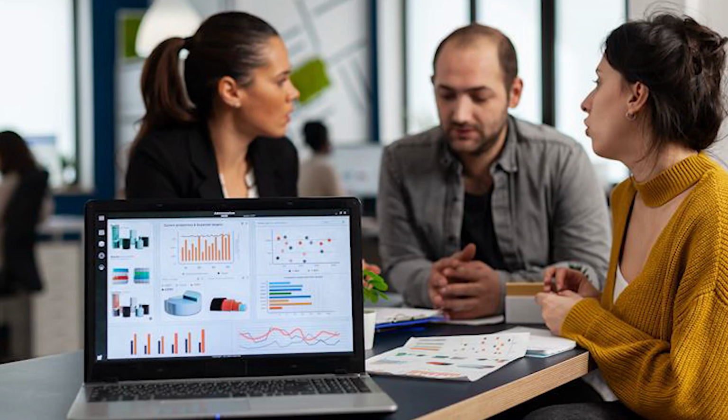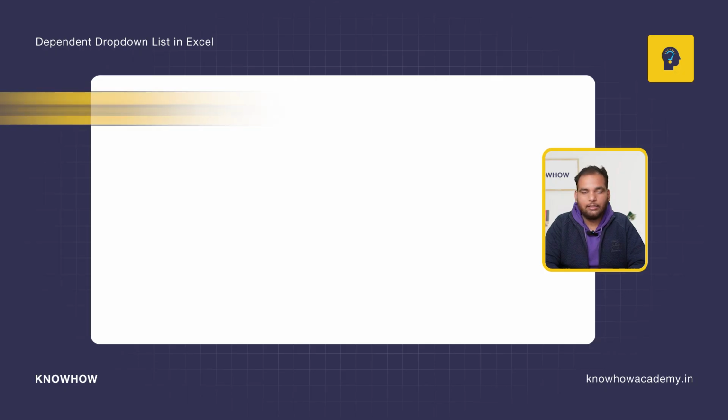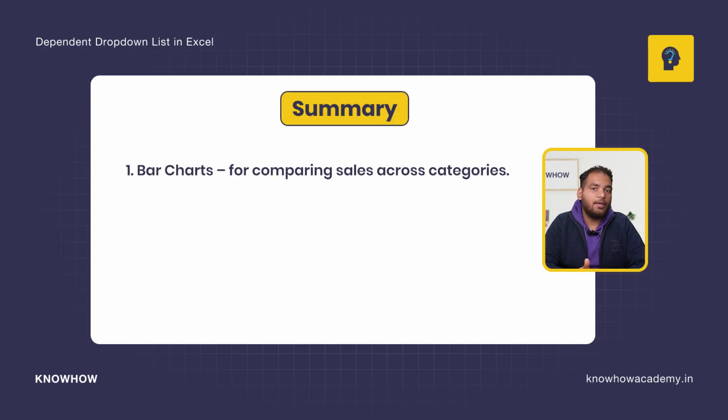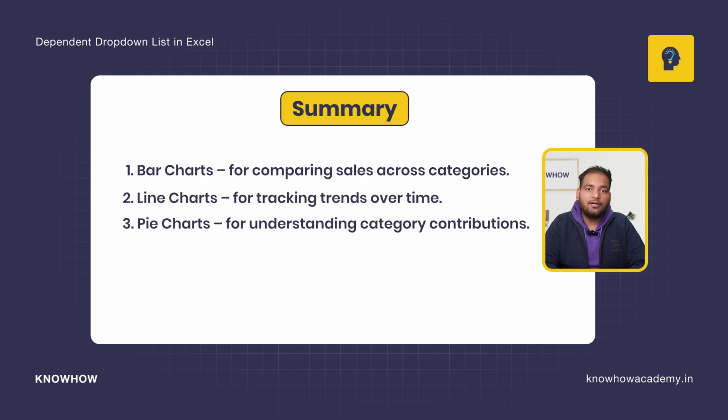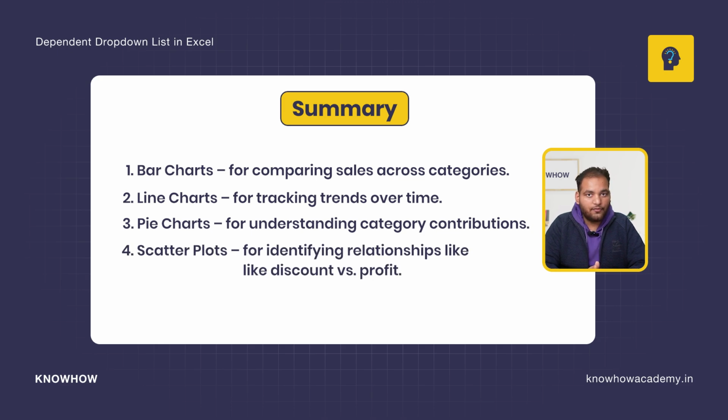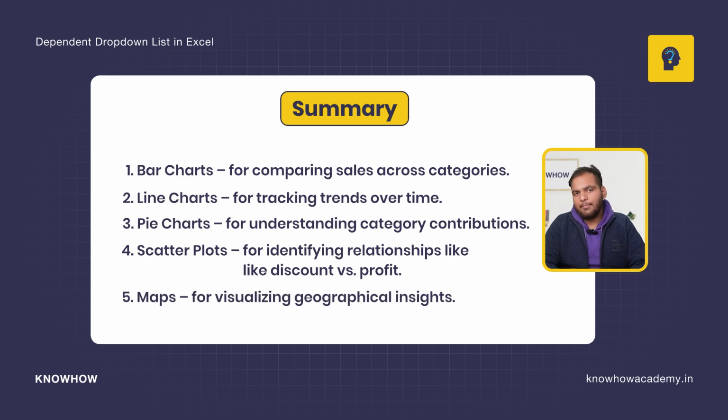Maps are done. Let's wrap up with a summary. Today we have covered the top 5 charts that every Tableau user should know, using the Sample Superstore dataset. First, we saw the bar chart for comparing sales across categories. Then the line chart for tracking trends over time. Then the pie chart for understanding category contribution. Then scatter plots for identifying relationships like discount versus profit. And then maps for visualizing geographical insight.